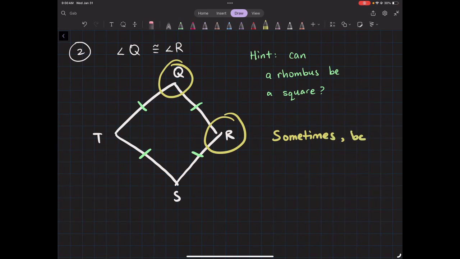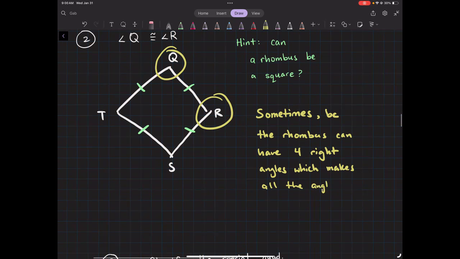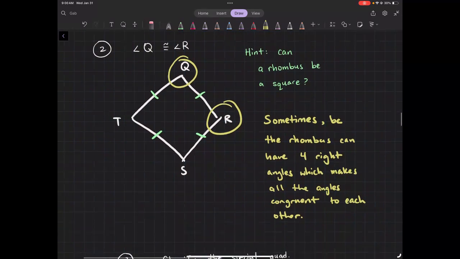So sometimes, because the rhombus can have 4 right angles, which makes all the angles congruent to each other.